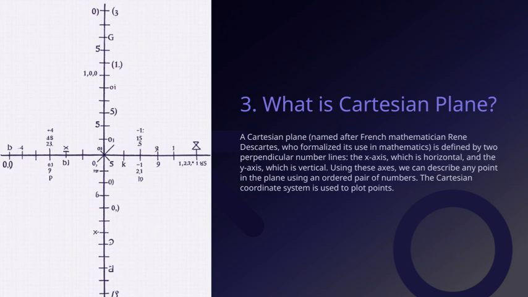This system allows us to plot points precisely and analyze their positions relative to the axes. The Cartesian coordinate system is fundamental because it provides a clear, consistent way to locate and graph points, making it essential for many areas of mathematics and science. This understanding forms the basis for more complex concepts we'll explore later in this presentation.